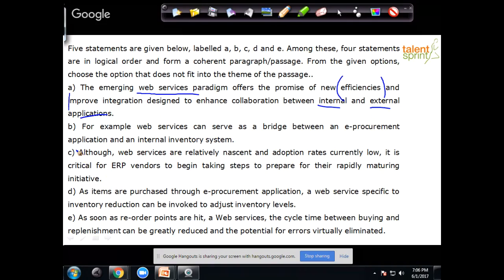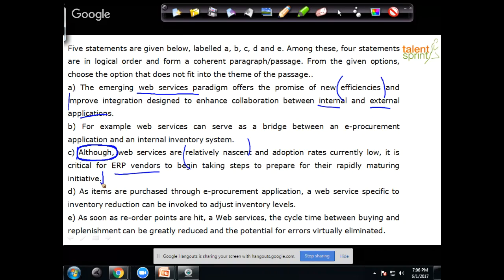So it's definitely not related to A and B as a logical sequence. Suddenly it's talking about ERP vendors and it's saying, web services being relatively nascent, and pay attention to this contradictory hint word, although. The previous sentences are not talking about anything with respect to web services. It is only talking about what services and how they are trying to enhance or collaborate, right? So C is already standing out like a sore thumb, but let's look at D and E.